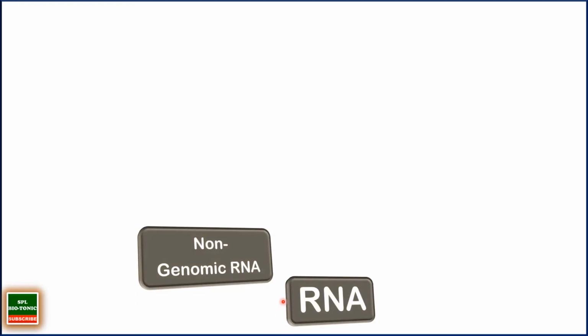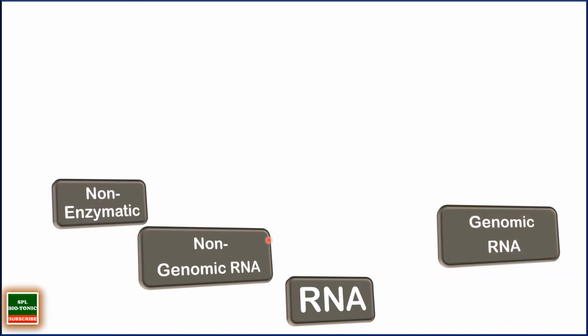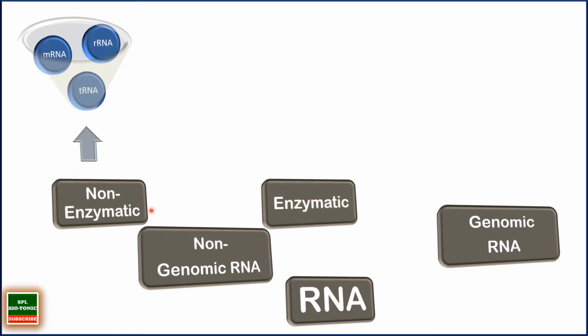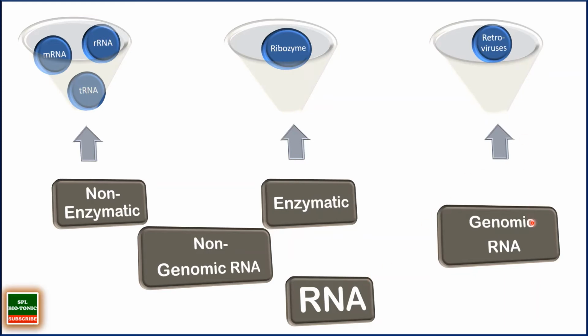Now RNA is broadly divided into two main types: non-genomic RNA and genomic RNA. Non-genomic RNA is divided into two types, non-enzymatic and enzymatic. Non-enzymatic is further divided into three main types: messenger RNA, ribosomal RNA and transfer RNA. Sometimes RNA can also act as an enzyme. The example is ribozyme. Now in most organisms, DNA is the genetic material, but in some retroviruses, RNA can also act as genetic material. So RNAs are broadly divided into non-genomic and genomic. Genomic example is retroviruses.